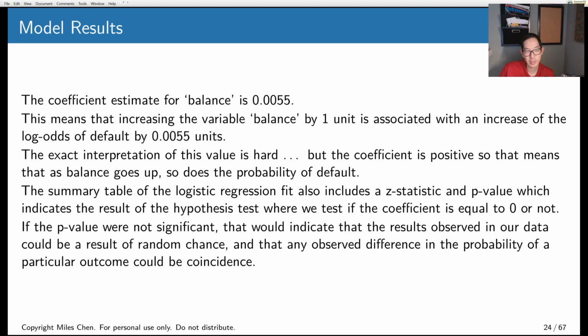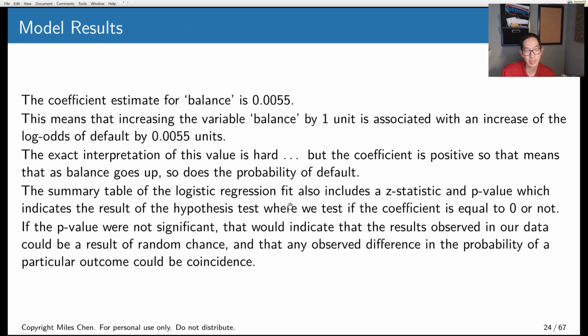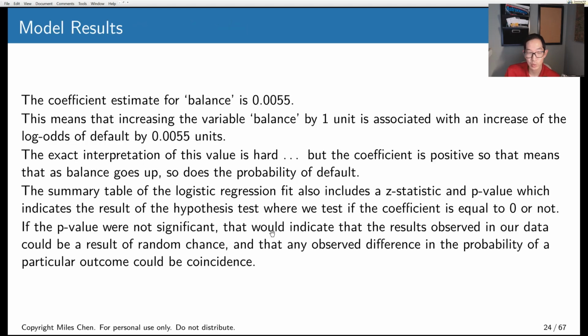It says the summary table of the logistic regression fit, which we have here, includes a z-statistic and p-value. Both of these are the result of a hypothesis test to see if this coefficient is significant, and the answer is certainly yes. We would reject the null hypothesis because our p-values are so tiny.